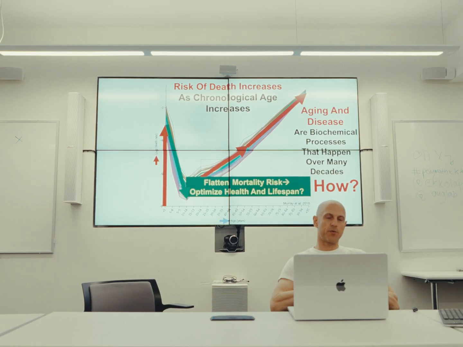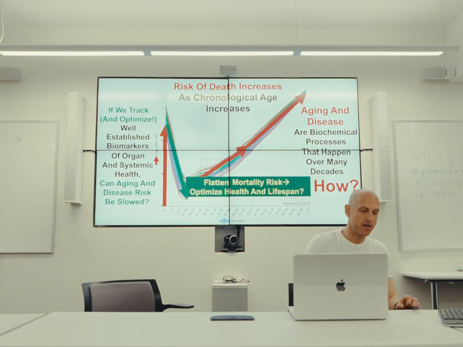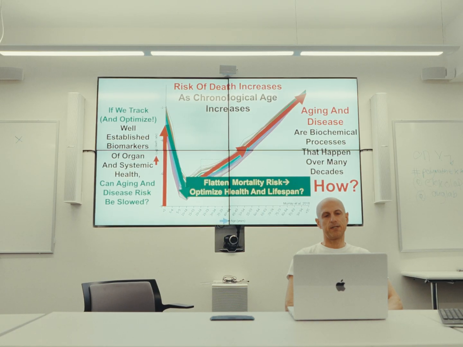Aging and disease are biochemical processes that happen over many decades. It's not something that just happens out of nowhere. You don't just wake up one day and you're aged. It's a biochemical process that's been happening for a very long time. So if we track and optimize, or attempt to optimize, well-established biomarkers of organ and systemic function, can aging and disease risk be slowed? That's my central premise. I say it almost in every video, but that's the root of the deal.